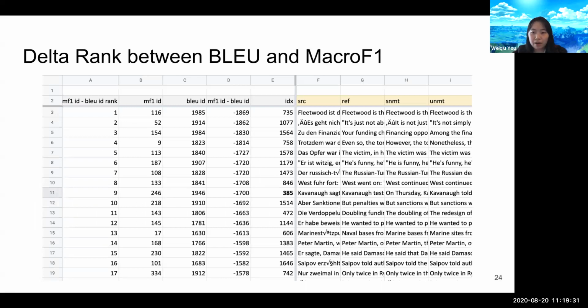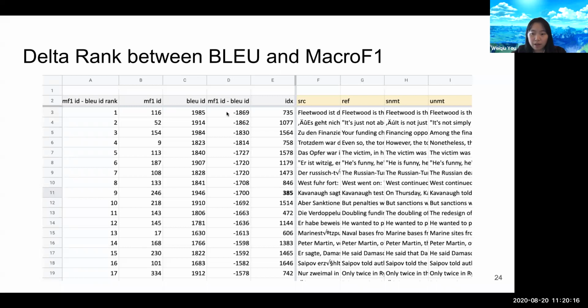I guess the delta macro F1 and delta BLEU from the previous slides were already confusing enough. Adding to that, we compute the delta rank between the delta macro F1 and delta BLEU. Because macro F1 and BLEU can have different scales and are not directly comparable, we first rank all the translations with delta macro F1 and delta BLEU separately, as we can see in column B and column C. Then we do delta macro F1's rank minus delta BLEU's rank and put it in column D.